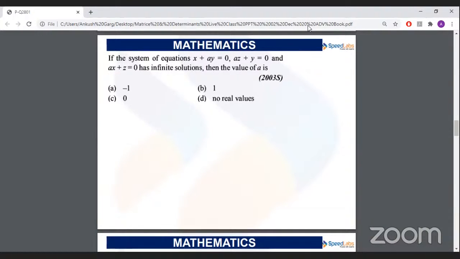If the system of equations x plus ay equals 0, az plus y equals 0, and ax plus z equals 0 has infinite solutions, then what will be the value of a? Quickly solve this.